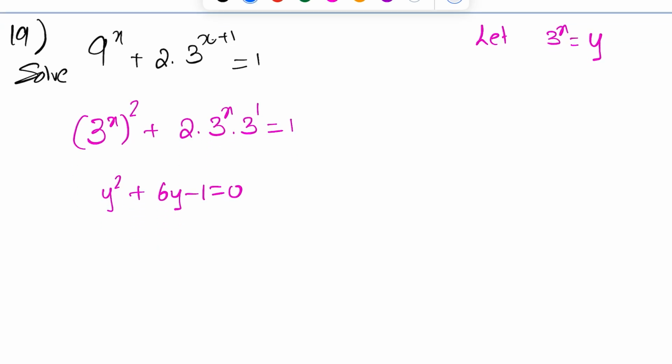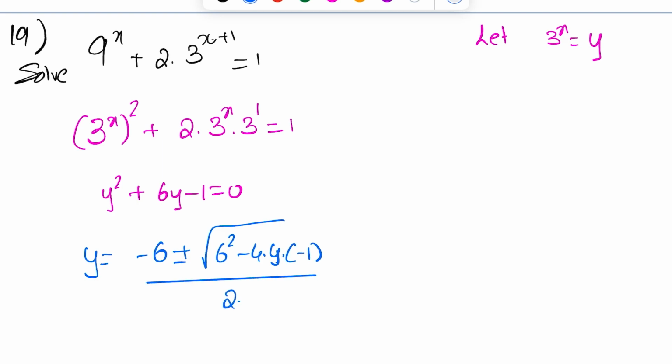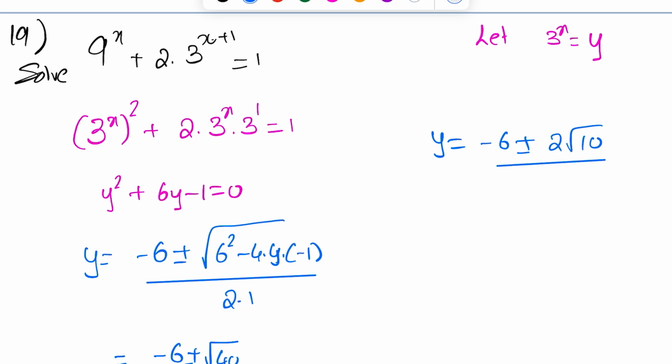So it's a quadratic. We use y equals minus b plus or minus square root of (b square minus 4ac) upon 2a, which is upon 2 times 1. So it becomes negative 6 plus or minus square root of 40, upon 2. What is the square root of 40? 2 root 10, since 40 is 4 times 10. So the square root of 4 is 2, upon 2, so it cancels with 2. Negative 3 plus or minus square root of 10.